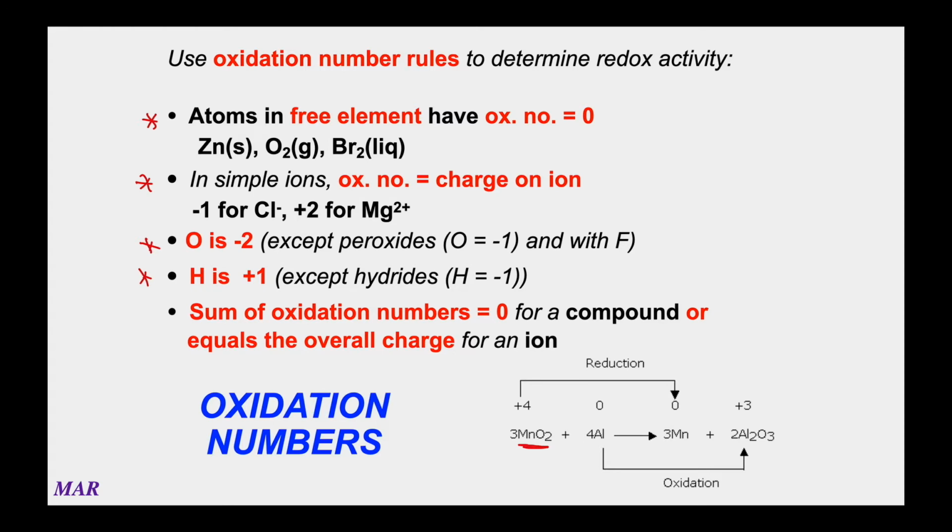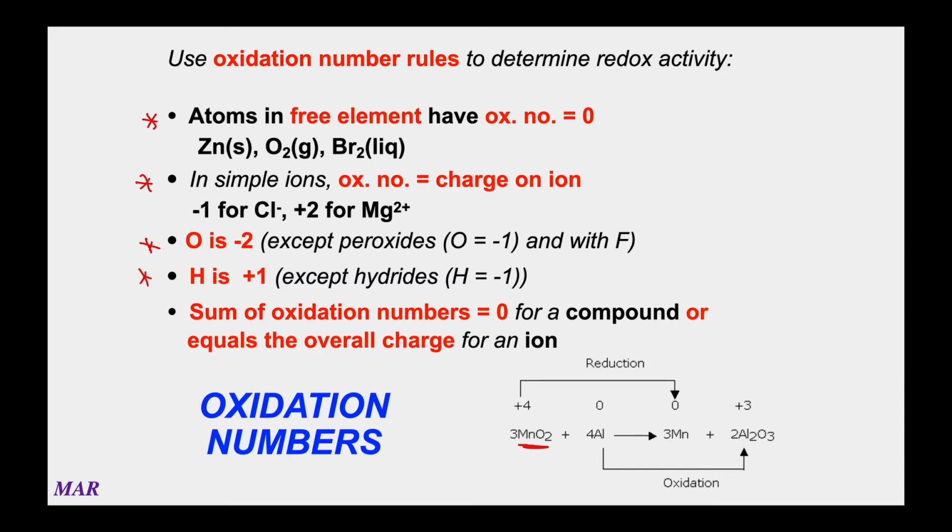Now you can see in the diagram that it's showing manganese is being reduced and the aluminum is being oxidized. But how did they get that +4 above the manganese? Well, remember that oxygen is almost always, 99.9% of the time, -2. And there are 2 of them. So the 2 -2 oxygens plus the manganese is going to equal 0. This is a neutral compound. So if the oxidation number of manganese plus 2 times -2 for the oxygen equals 0, you can do the math real fast and see that manganese here is +4.